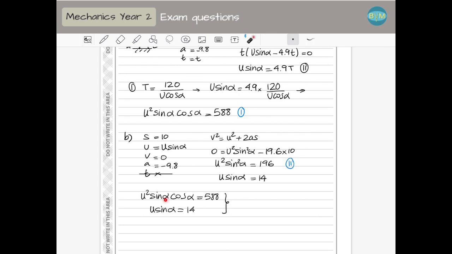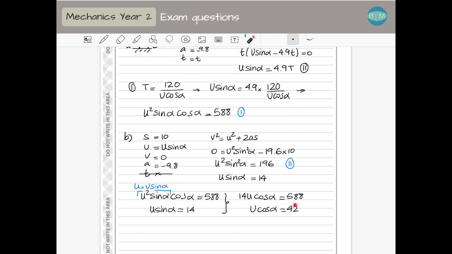So to eliminate alpha, what we can do, for example, is, u sine alpha is 14. So from here I have u times u sine alpha. I don't know if you can see that, but this is u times u sine alpha. Just this bit here. Which means that this is 14u. So this bit is 14u cos alpha. Yeah, so I can write that as 14u cos alpha is 588, which means that u cos alpha is 588 divided by 14, which is 42.